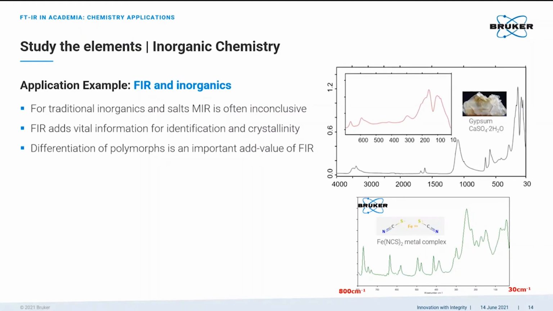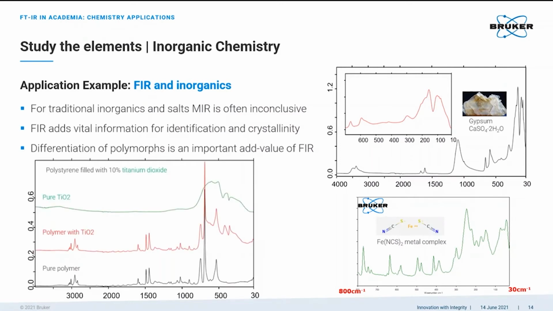The next one has been measured for a salt, calcium sulfate, also known as gypsum. The most intense characteristic absorption bands appear in the far infrared region. And this one is a polystyrene filled with 10% titanium dioxide. The black spectrum is the pure polymer matrix. The red one is the polymer with filler material. As you see, additional bands show up in the far infrared region compared to the black one, which can then be assigned to the filler titanium oxide with the help of a library search.